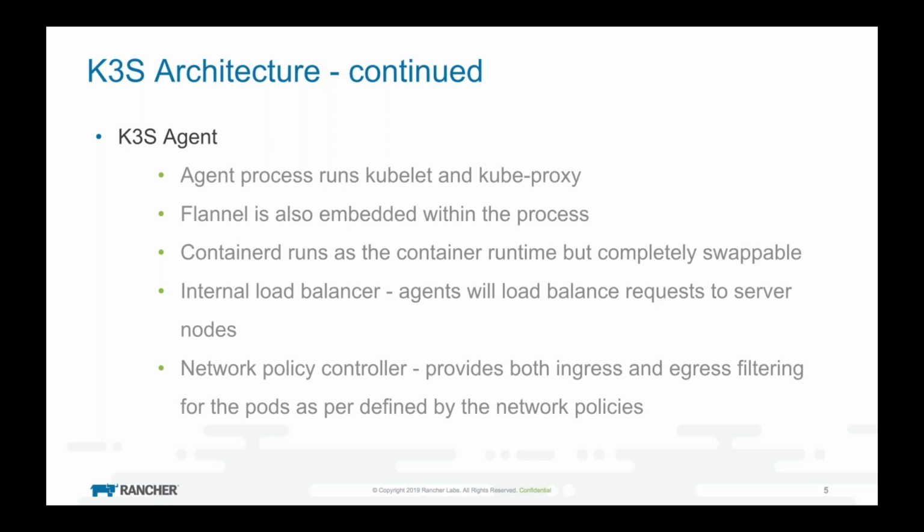Also, each agent has an internal load balancer, which proxies requests to different servers to handle the HA situation. We'll talk about that when we go into the deployment architecture for the agents and servers. And finally, the agent runs the network policy controller. By default, we run Flannel, which doesn't have a controller for network policy. So we have our own network policy controller that watches for any network policy and updates the iptables chains to apply this policy without the need to install Calico or any other specific network plugin that handles network policies.